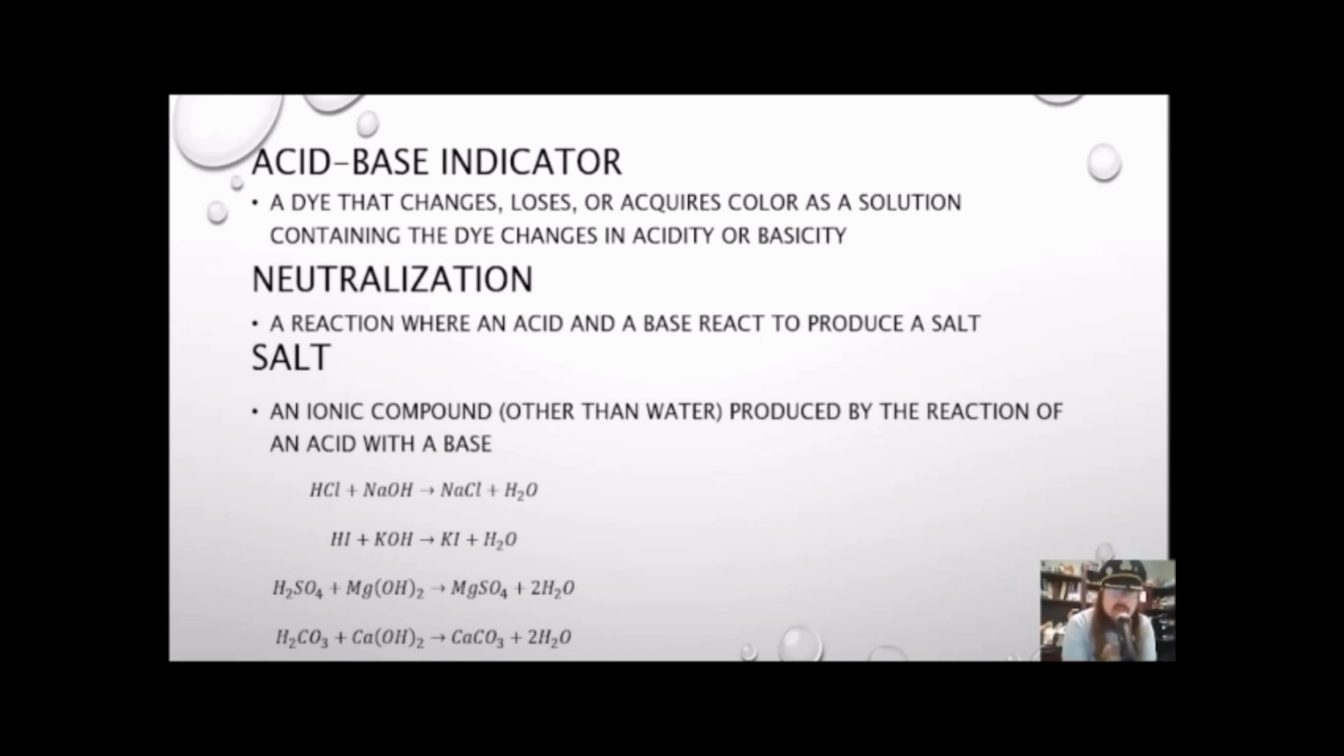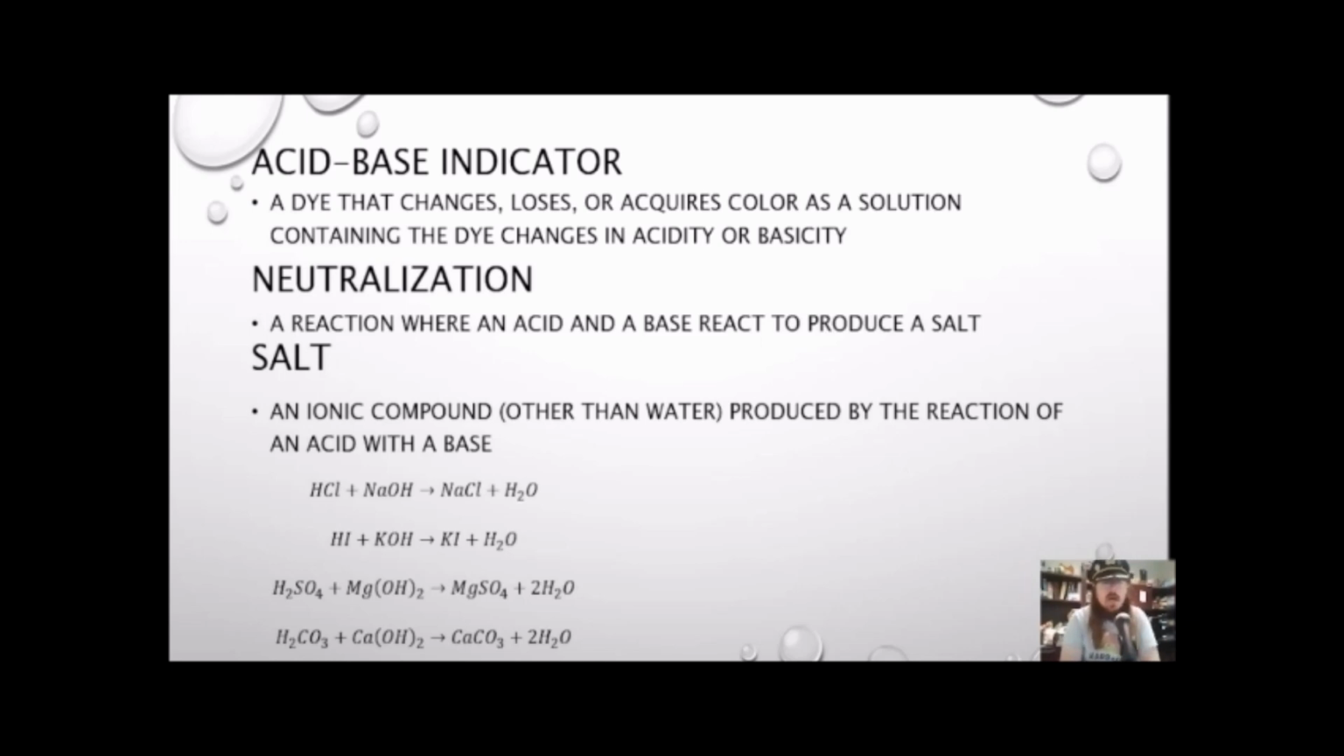Now, most acid-base reactions are an example of neutralization reactions, which is a reaction where acid and base will react to produce a salt. And a salt, well, we've seen salts before. A salt, in this case, is defined as an ionic compound, other than water, that is produced by reaction of acid and base. There are many different examples. We can have hydrochloric acid mixed with sodium hydroxide, and it produces sodium chloride salt. Just basically table salt and water.